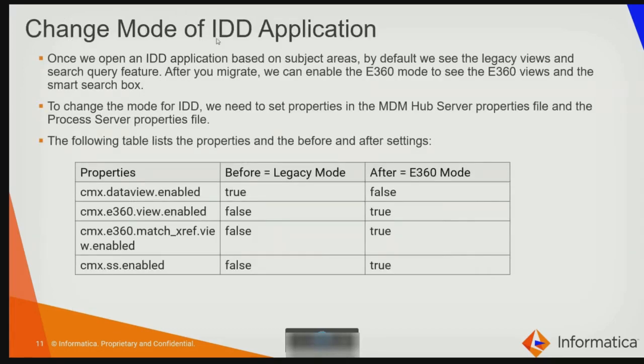Next is change mode of IDD applications. Once we open the IDD application in subject area, by default you see the legacy view and the search query and other features. Now, if you want to change the IDD application to E360 view, below are some properties in hub server and process server that need to be changed. First is data view. If you are using data view dot enable for legacy view, it has to be true. But if you are moving to E360 application, you don't want data view, you mark it as false.